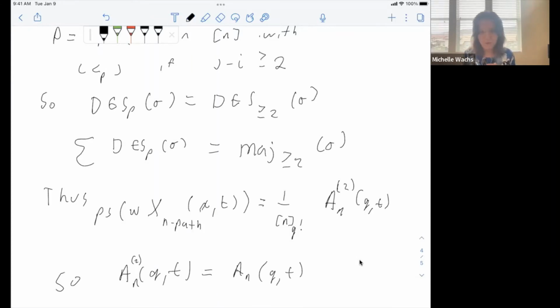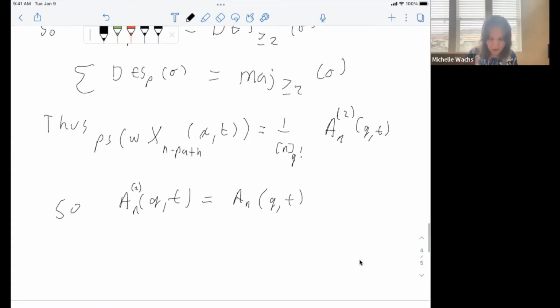So that's the proof. That's how we proved it. So I guess there's a natural question. I'm not hearing anyone ask, but the natural question is: is there a bijective proof?